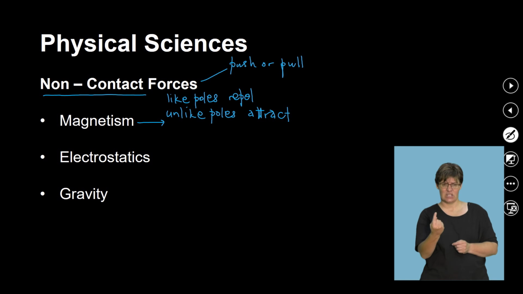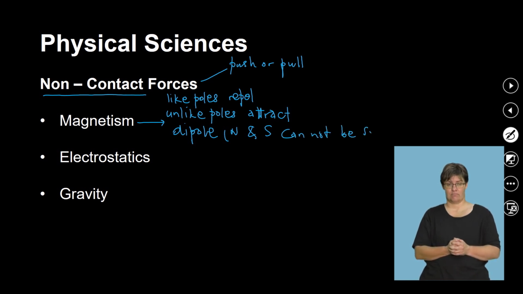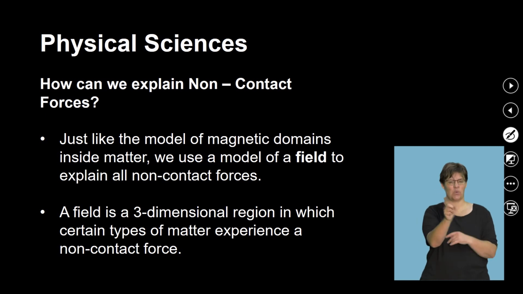Now, because every magnet is a dipole, we said that north and south cannot be separated. So breaking down a magnet into two pieces doesn't mean that we have separated the north from the south. It becomes two smaller magnets, maybe with a different strength, but the non-contact magnetic forces are still pretty much in existence. All right. Having said that, let's look at the explanation of the non-contact forces.